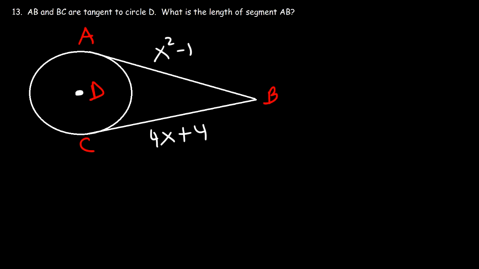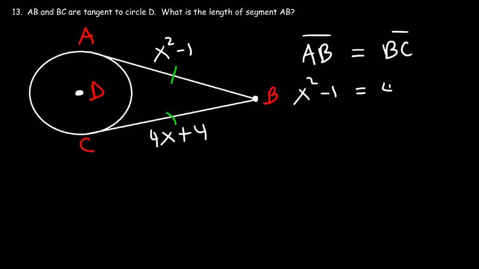Number 13, AB and BC are tangent to circle D. What is the length of segment AB? Now, whenever you have two tangent segments that extend from a common endpoint, in this case B, those two tangent segments are equal to each other. So they're congruent. So we could say that AB is equal to BC. So AB is x squared minus 1, and BC is 4x plus 4.